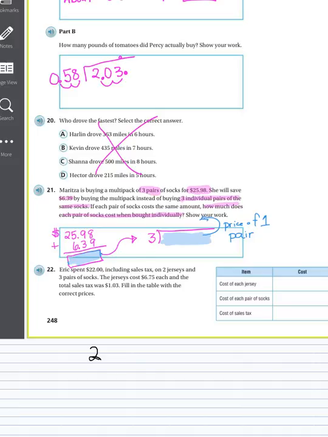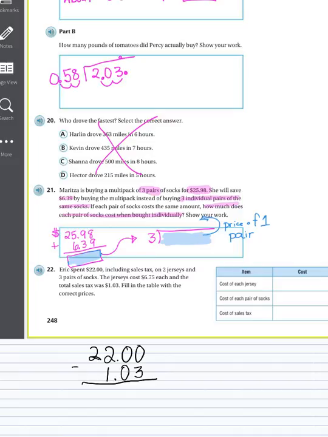Okay, Eric spends $22 including sales tax on 2 jerseys and 3 pairs of socks. The jerseys cost $6.75 each, and the total sales tax is $1.03. So you have to fill in the table with the correct prices. So first we're going to subtract the sales tax because we know the total amount he spent. And then we're going to find out how much his purchase was, which would be his 2 jerseys and 3 pairs of socks.